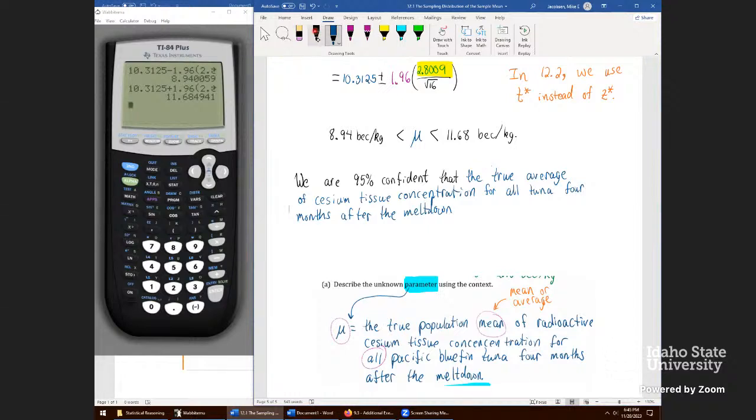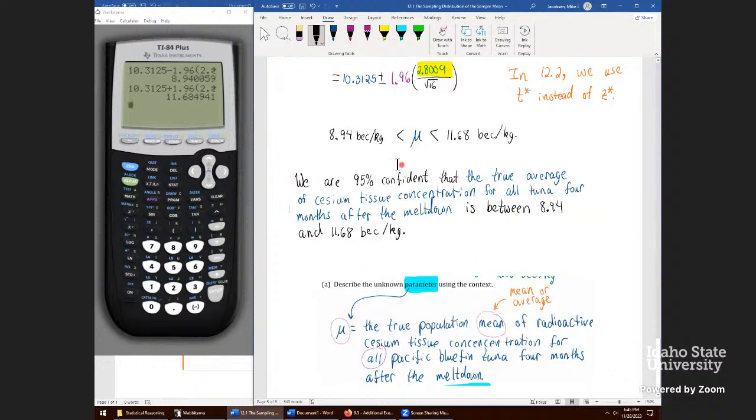In my opinion, that time component is probably one of the more important things there to mention. So just 4 months after the meltdown, the average cesium tissue concentration we can say is between 8.94 and 11.68 becquerels per kilogram of dry tissue. I'll just write it out that way, becquerels per kilogram. So that's it, folks. That's our confidence interval procedure.